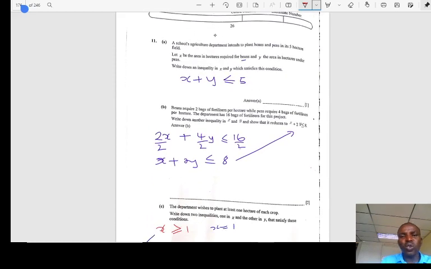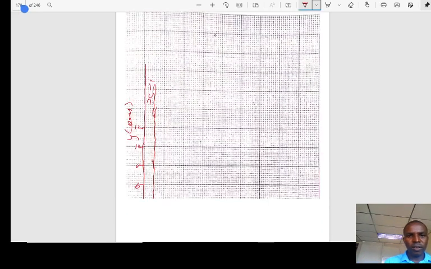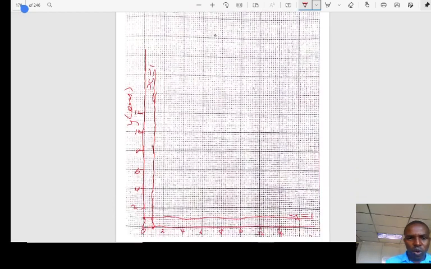X plus y is equal to 5. So on this one, you draw x plus y is equal to 5, and x plus 2y is equal to 8. So x plus y is equal to 5. I have to write this down. Then we write also x plus 2y is equal to 8. Let me go down to our graph.